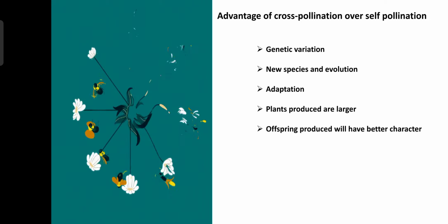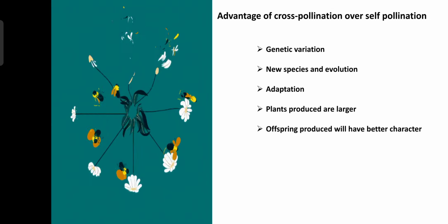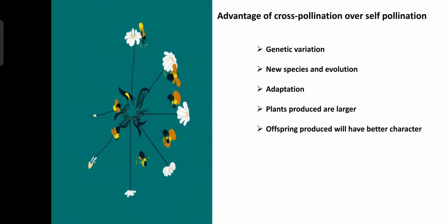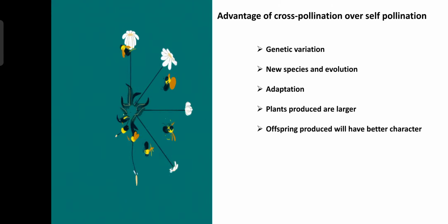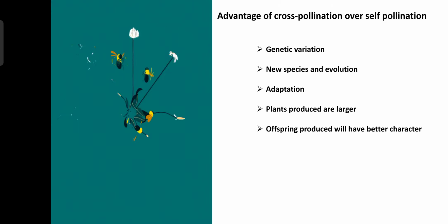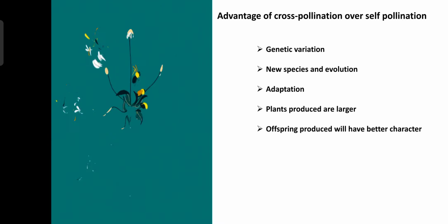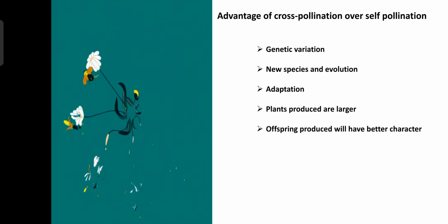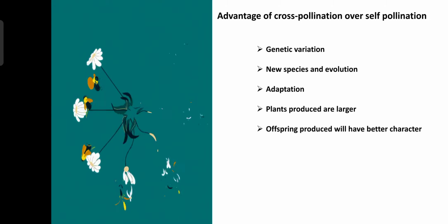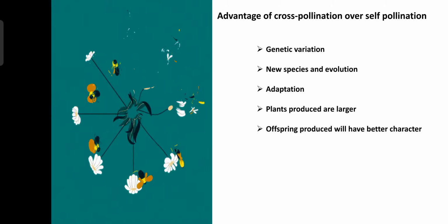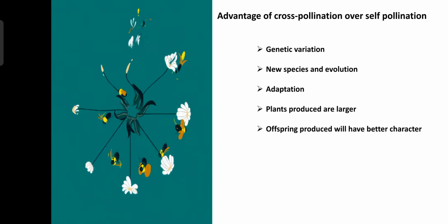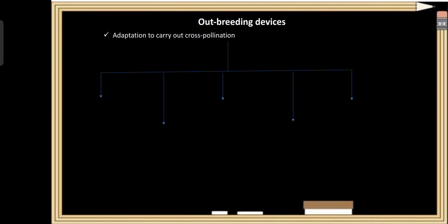So, in nature, plants always show certain adaptations, which we can also refer to as contrivances, to carry out cross-pollination and to prevent self-pollination. So naturally the plants show adaptation to carry out cross-pollination and to prevent self-pollination. This is called an outbreeding device. So now let's study the outbreeding devices. What is an outbreeding device? An outbreeding device is a device that always favors cross-pollination and always neglects self-pollination.